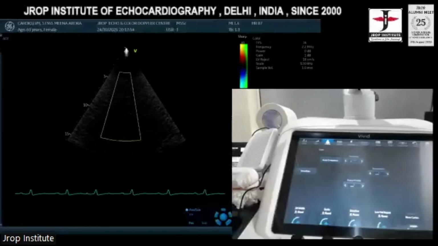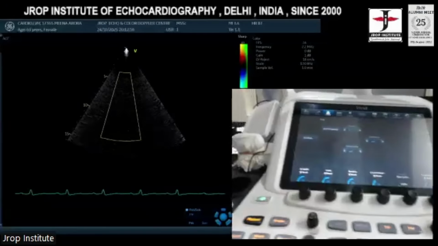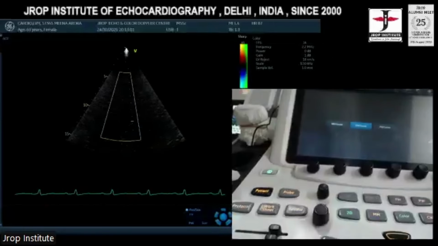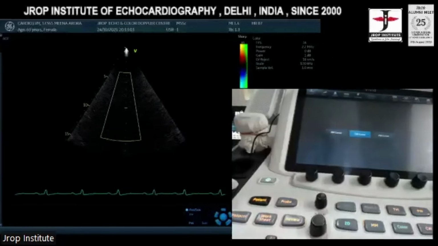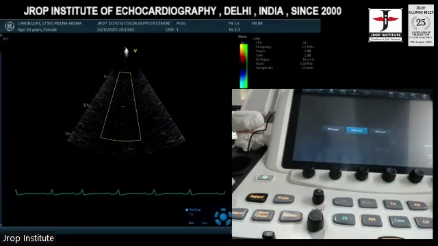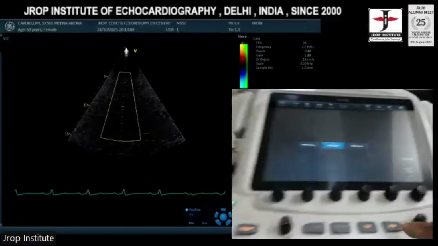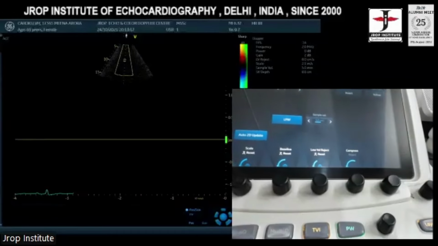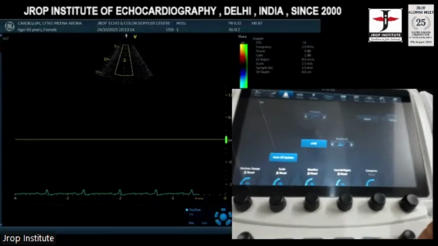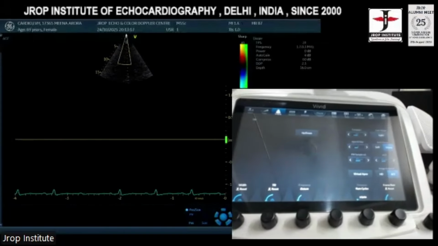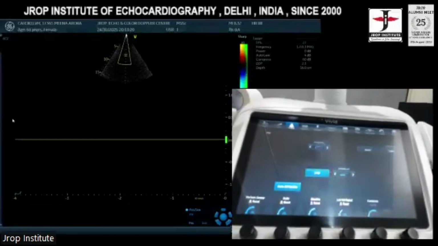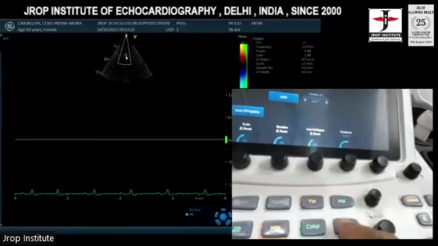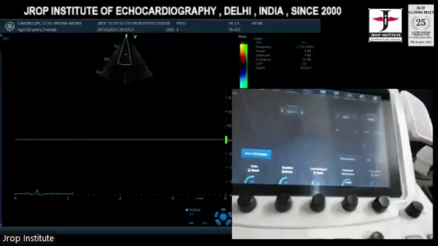Whenever we need to do a pulse Doppler, we go to cursor. Look, there's a word named cursor. As soon as you put a cursor, you can see a line which is in the color box. And once the line is in the color box, I go to pulse wave. I press pulse wave. Look carefully, in this pulse wave there are two boxes. If I switch on to continuous wave Doppler, it becomes a single box.